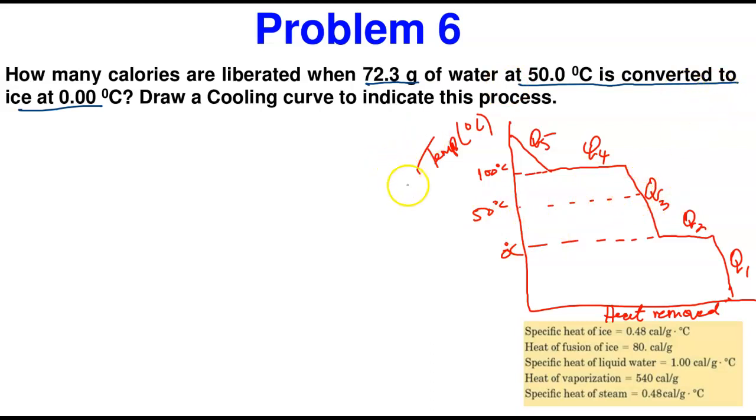So we're going from this to this. We're talking about Q3 and Q2. That's what we're doing here. So our total Q will give us Q2 plus Q3, or Q3 plus Q2, whichever one.